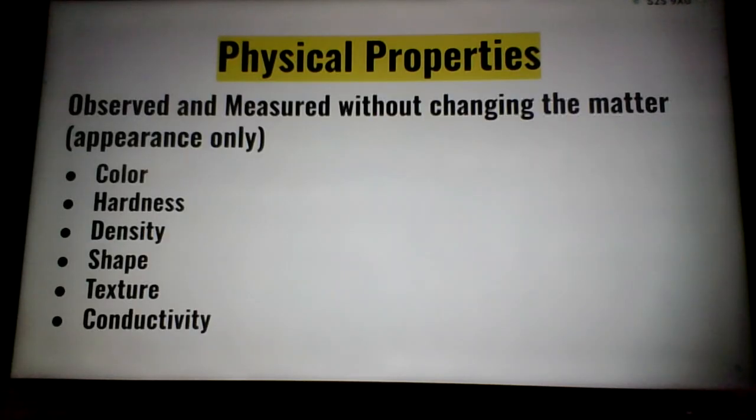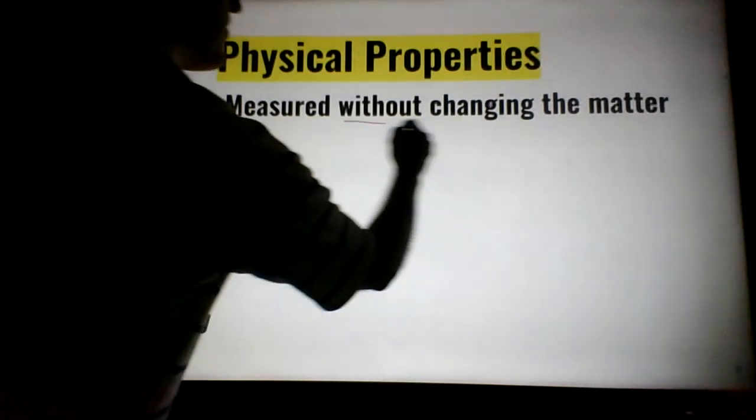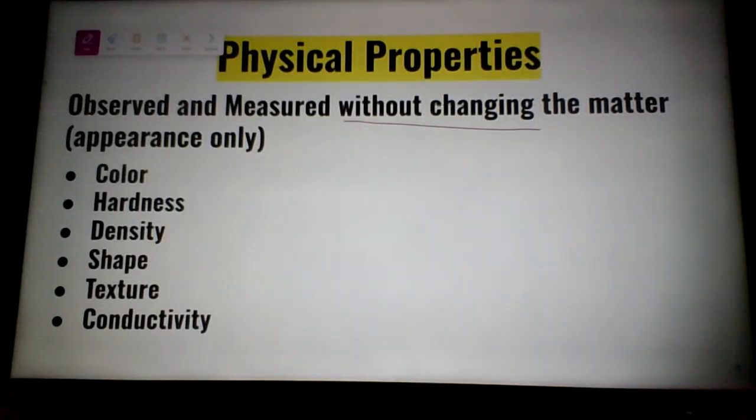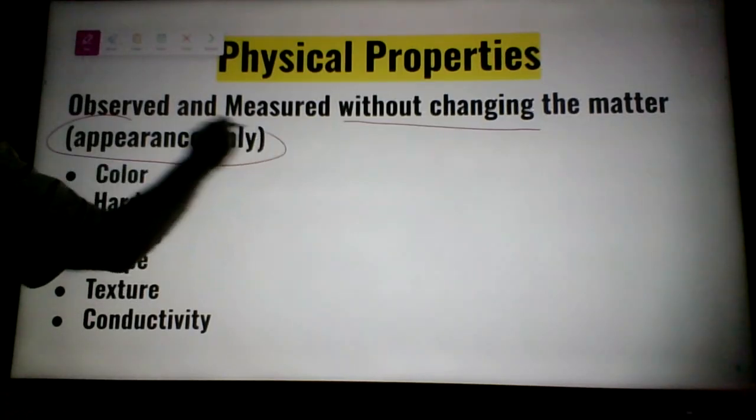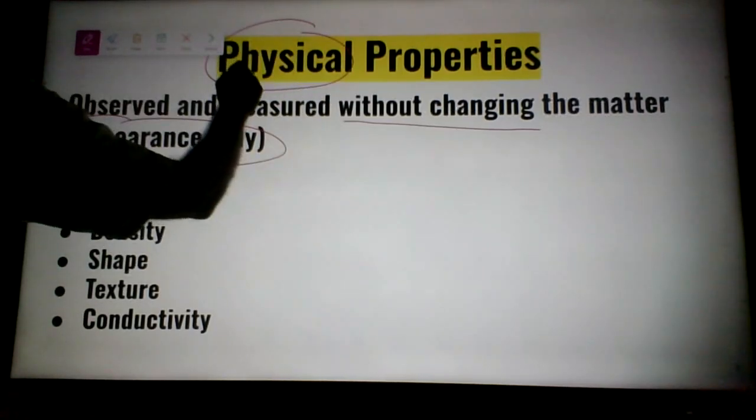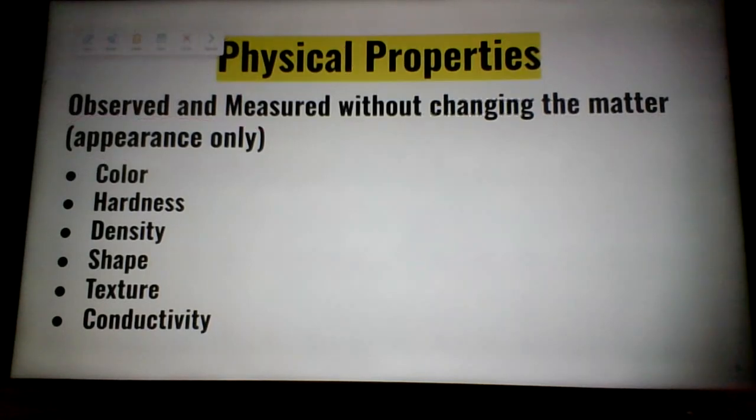For a physical property, we can observe and measure, and here's the key word once again, without changing the matter into something else. We're talking about only the appearance when we're dealing with a physical property. What does the substance look like? Now remember, appearances can relate to all five senses. So when I say appearance, I may be talking about a sound. That's an appearance to the ear. Or texture, that's an appearance to the sense of touch.